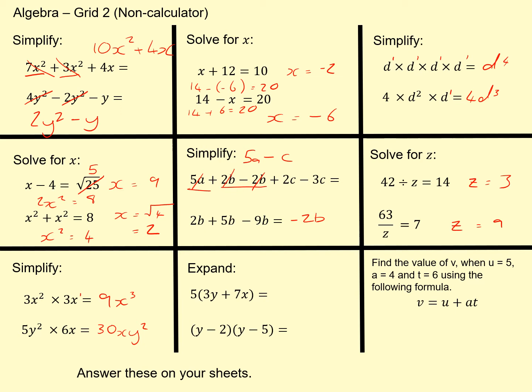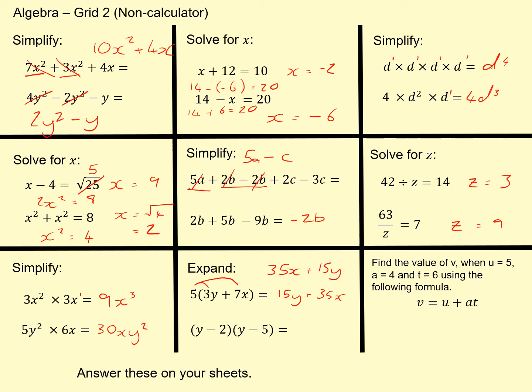And some expanding brackets. So 5 times 3y, we're doing those two as multiplication, that's 15y. And then we're doing 5 times 7x. Well, 5 times 7 is 35, so that's plus 35x. And again, normally because we list the x's first, you might have done that as 35x plus 15y. But either would be fine.